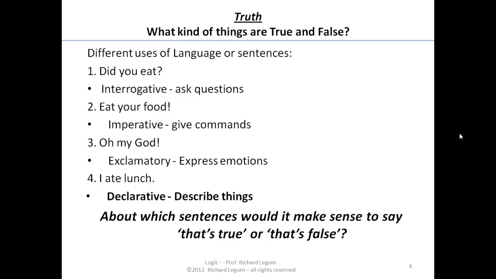Eat your food. Is that true or false? What might be true is that you're going to be in some trouble, you're going to have some consequences if you don't eat it. Or maybe it might be true that there are going to be no consequences if you don't eat your food. But eat your food is not true or false. It's somebody telling you what to do. Oh my God, is that true or false? No. But I ate lunch is true or false. If we're talking about today, it's true if I ate lunch, false if I didn't eat lunch. That is the kind of sentence that it makes sense to say that thing is true or that thing is false.